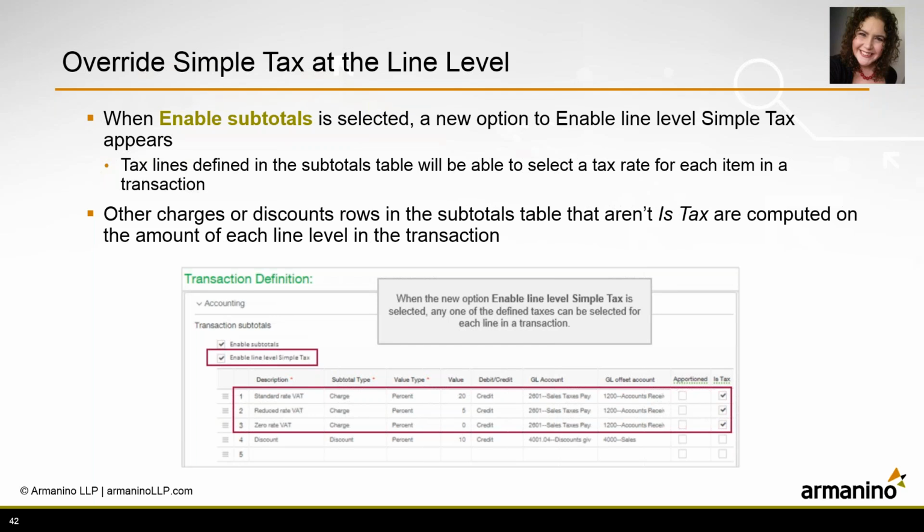So for example, you sell item A and item B to the same customer, but they need to be taxed at different rates. Maybe they're being delivered to different jurisdictions, or they've got different VAT types. So with the simple tax override at the line level, you can create one transaction definition defining multiple tax rates in the subtotals, and both items can be entered on the same sales transaction. And then the user can select the appropriate tax rate for each item.